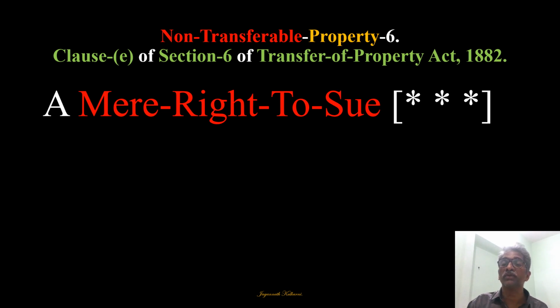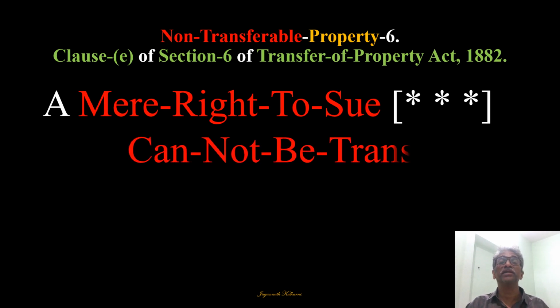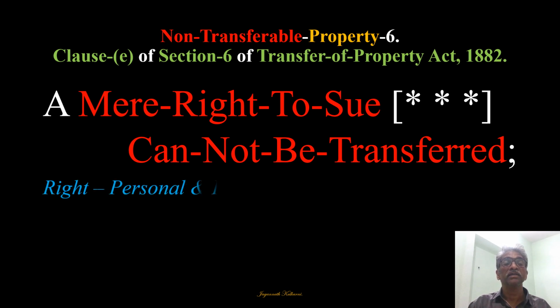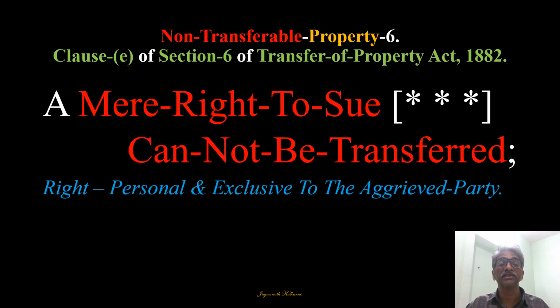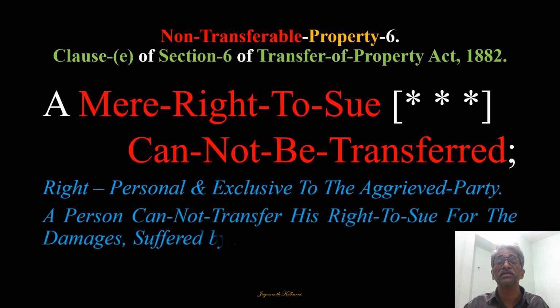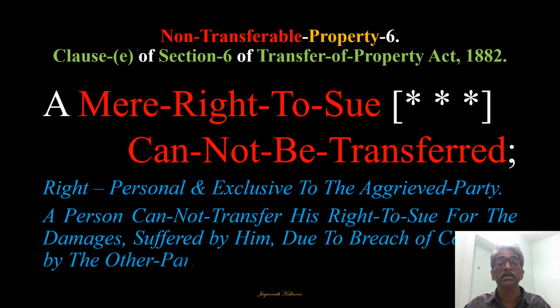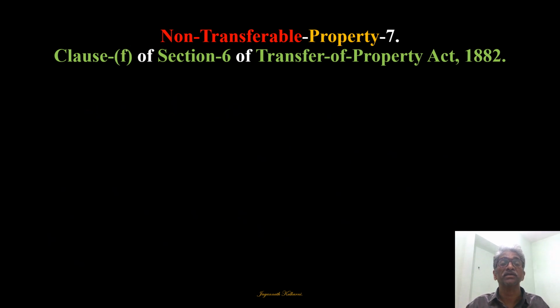I've got the right to file a suit against anyone. It cannot be transferred. Why? Because this right is considered to be personal and exclusive to the aggrieved party. So a person cannot transfer his right to sue for the damages suffered by him due to breach of contract by the other party, because it is his personal right, exclusive right, cannot be transferred.